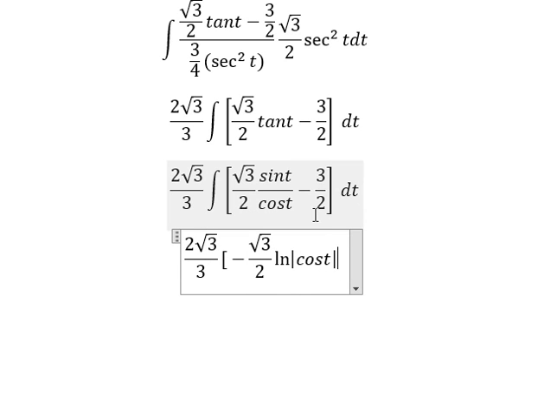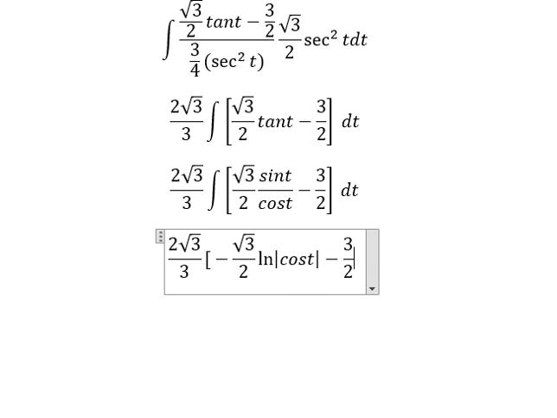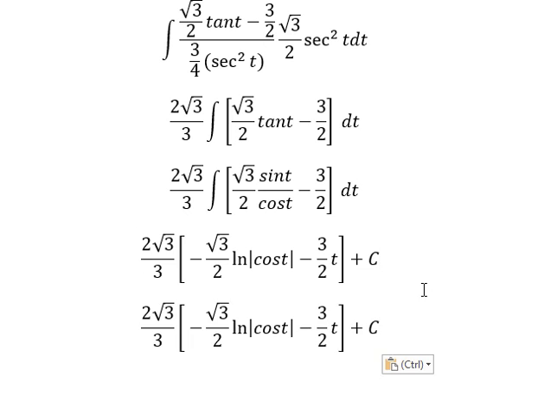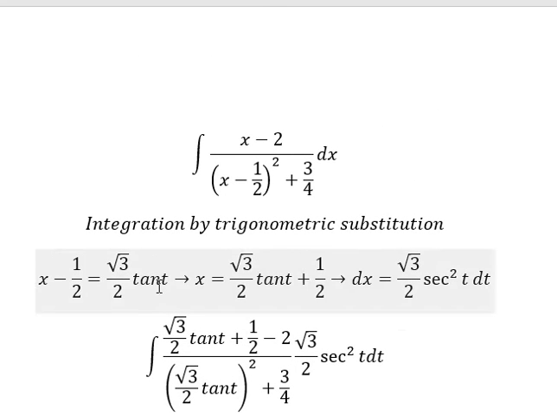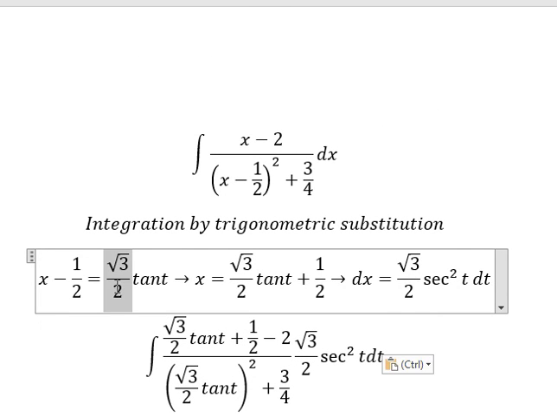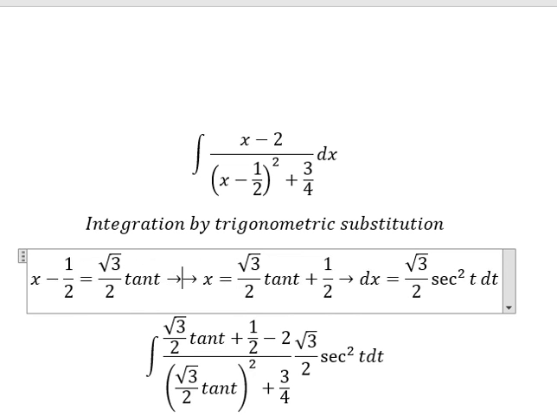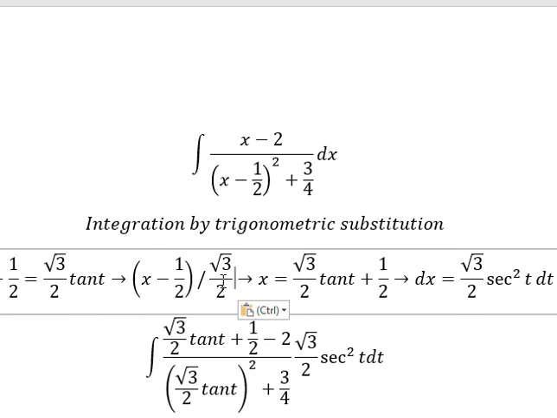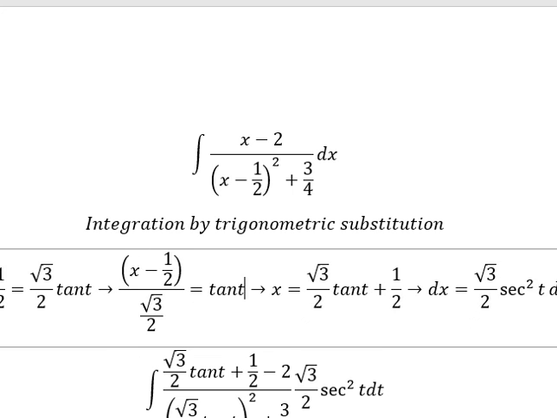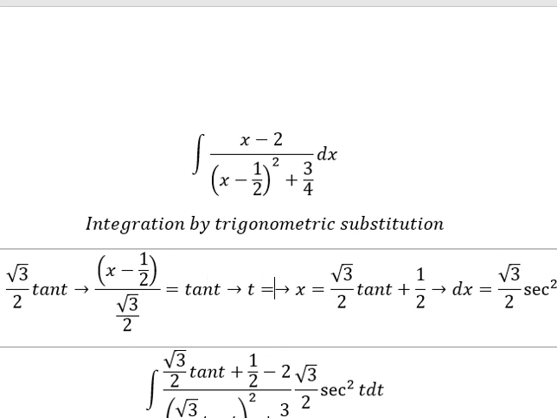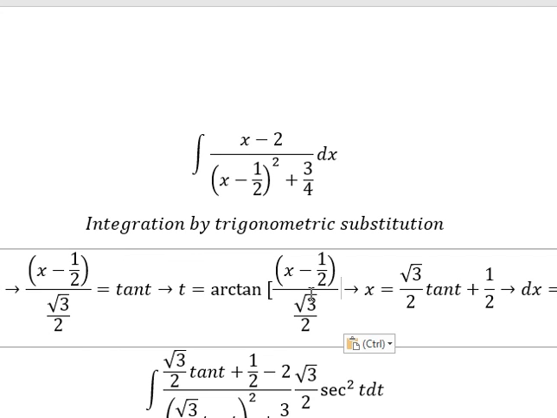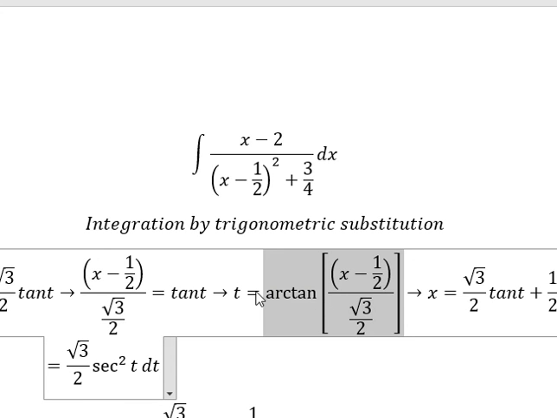The integration of 3 over 2, we have 3 over 2 t. And we put c in here. About t, that is this one. So we divide both sides by the square root of 3 over 2. And we have t equal to arctan of this one. So we put this one to replace t.